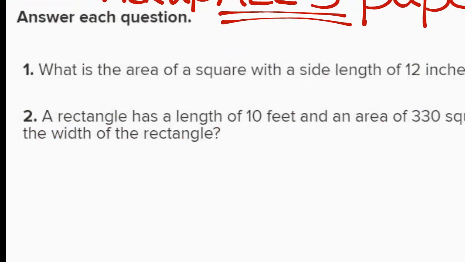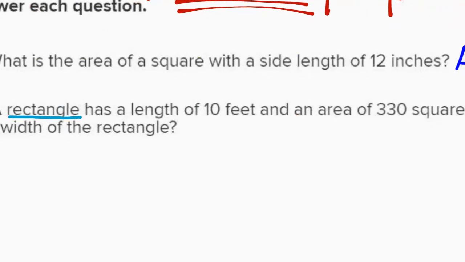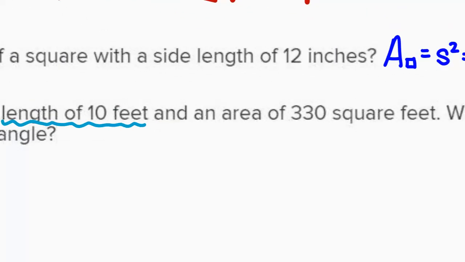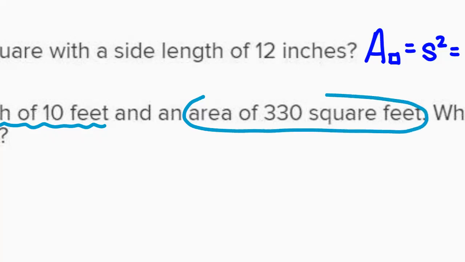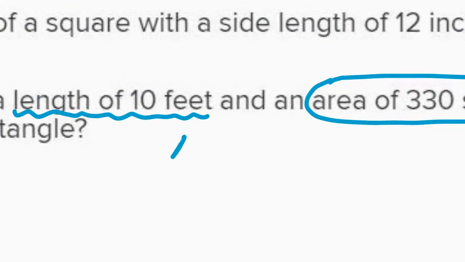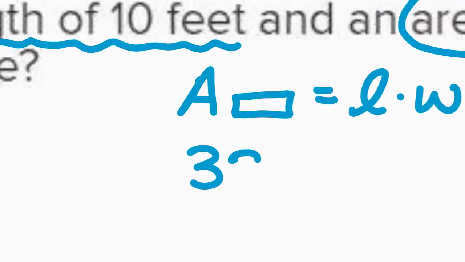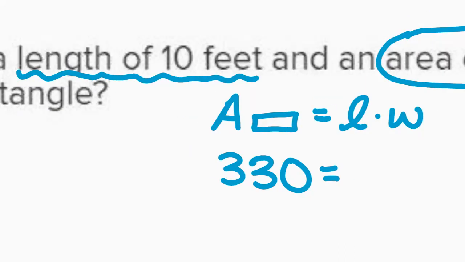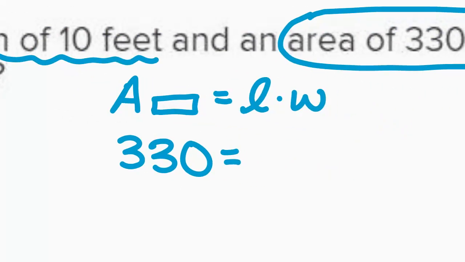For number 2, we have a rectangle that has a length of 10 feet and an area of 330 square feet. So let's start off with, how do we find the area of a rectangle? Length times width. So there's 2 pieces that we can fill in this formula. We know what the area is, so I can put something in the place of the A. What should go in the place of the A? 330. So 330 equals, can we put in anything for L for length?